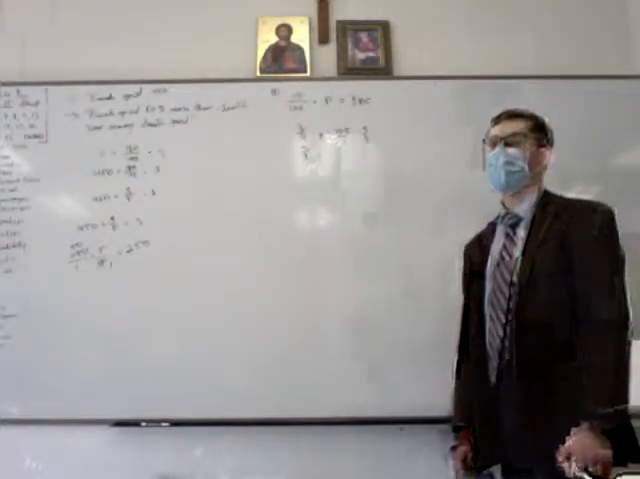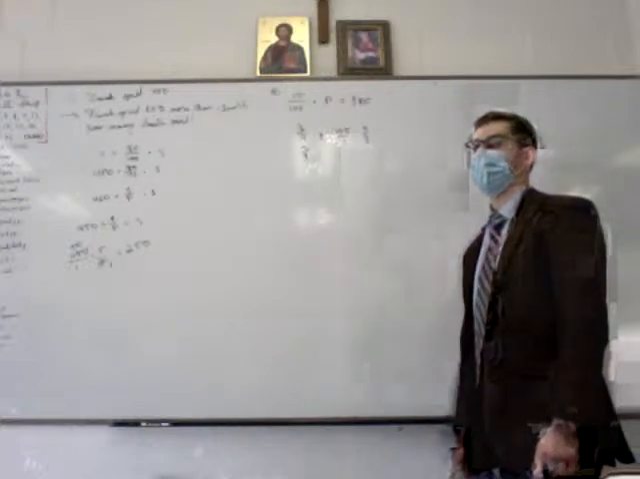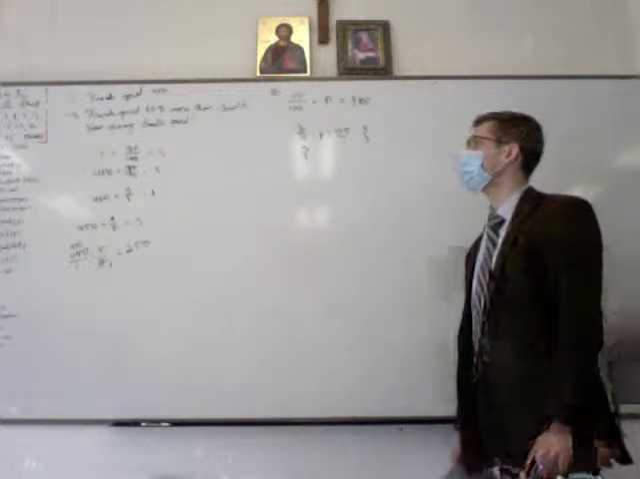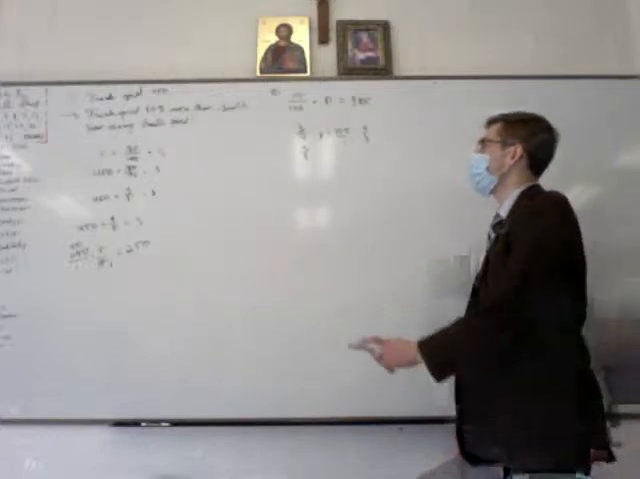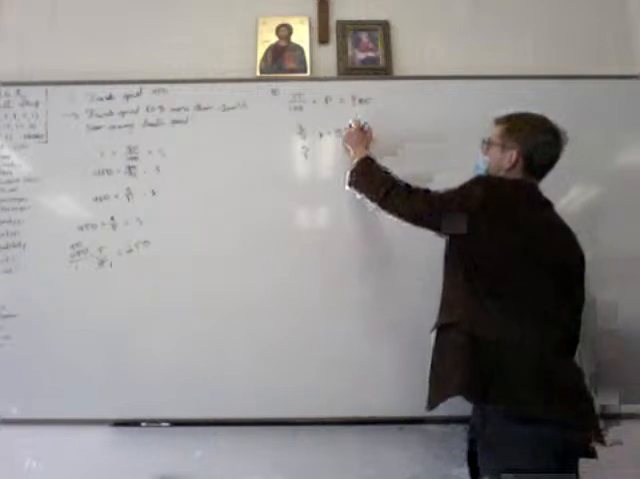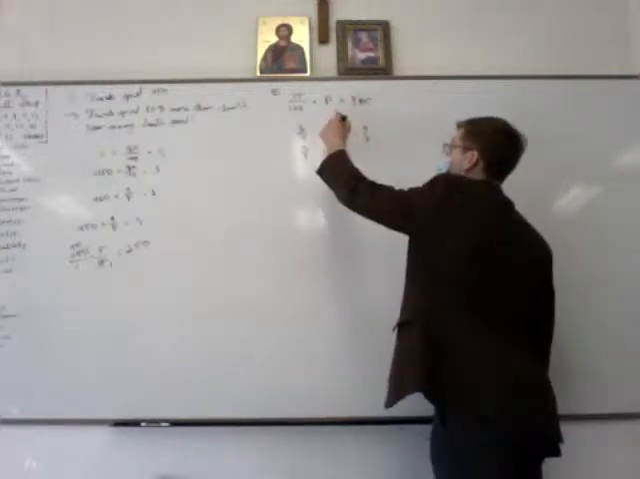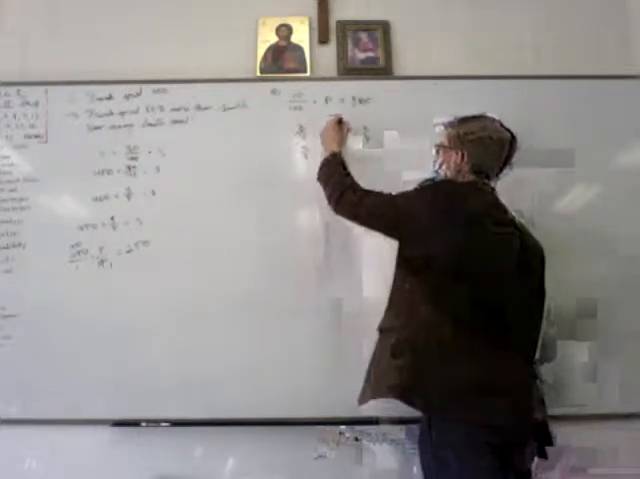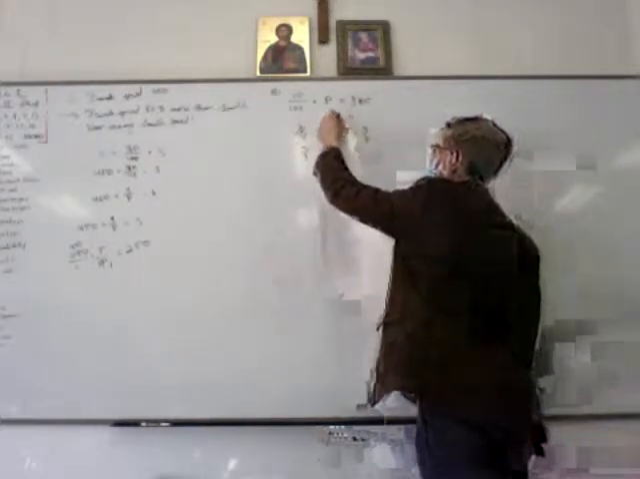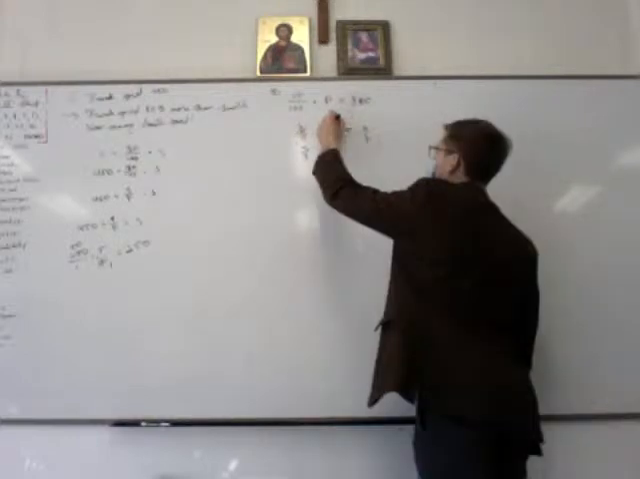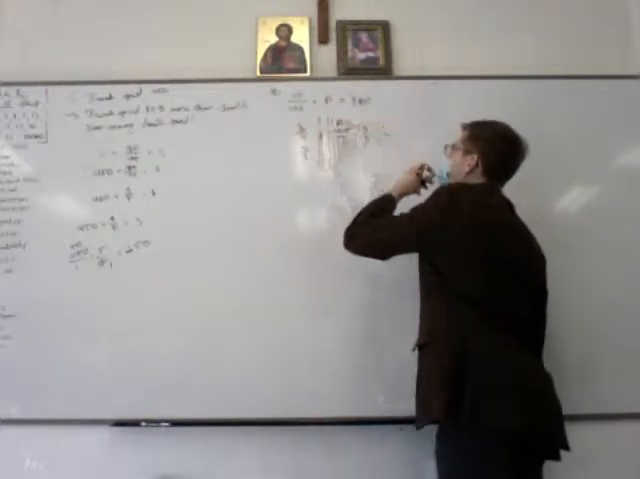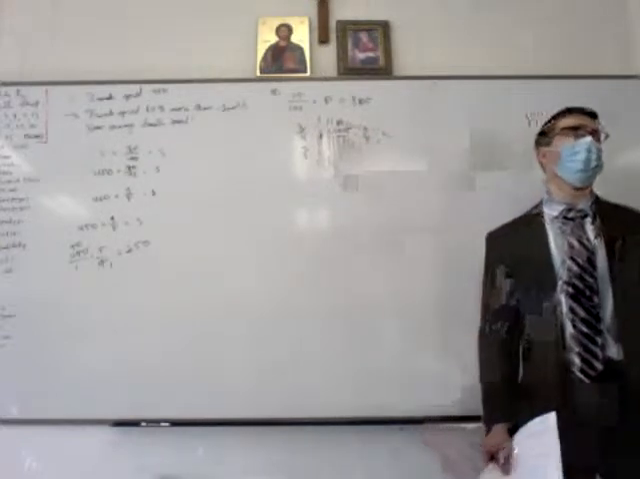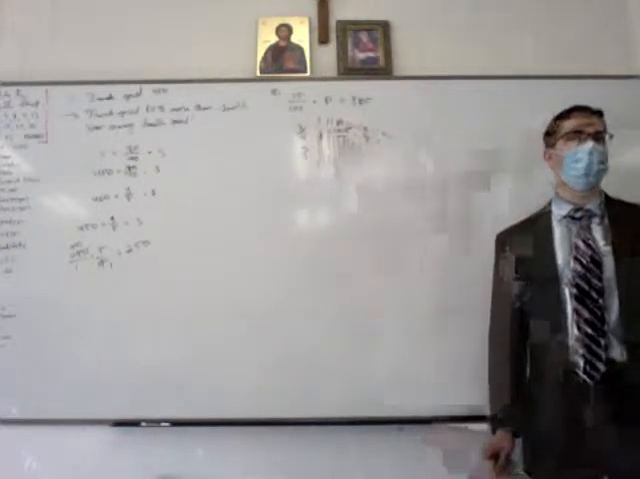What should I do first? What can I simplify here in 105 times 4 over 3? 3 and 105 share a number. What number is it? 3. So 105 divided by 3 is 35. 35 times 4 is 140.